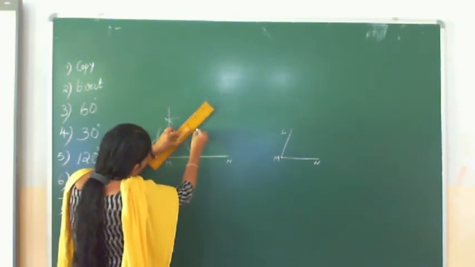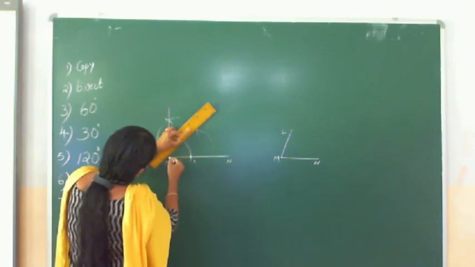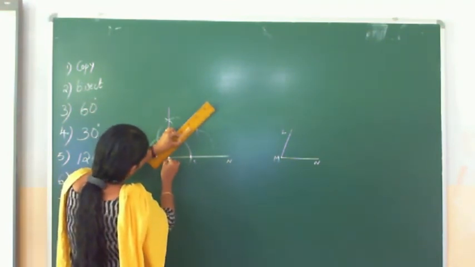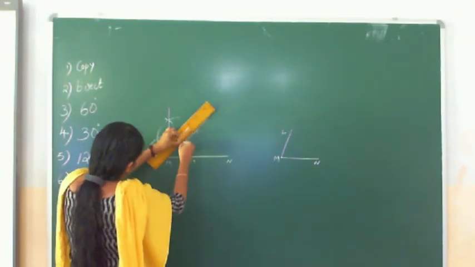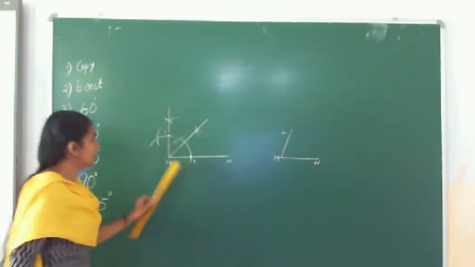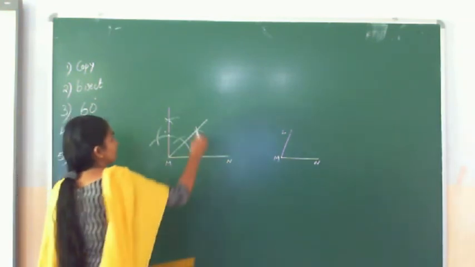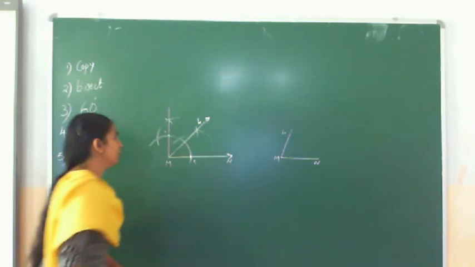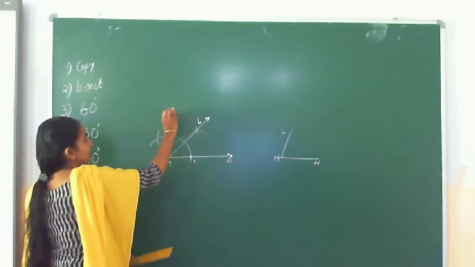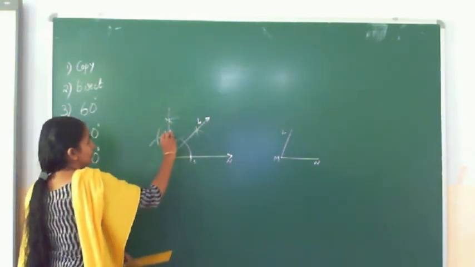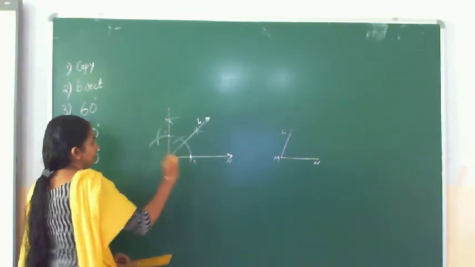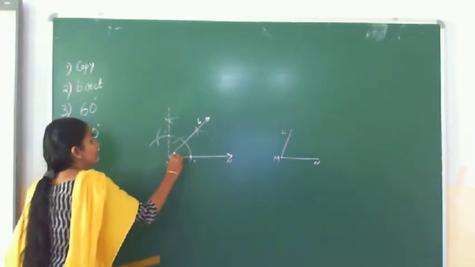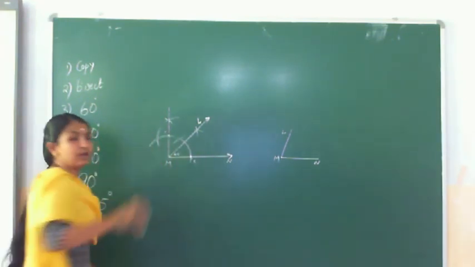We got the point. Now this point with this vertex, join them. This is the required one. So here it is L. If you want, you can make this one as the dotted one. So we got the required 45 degree angle.